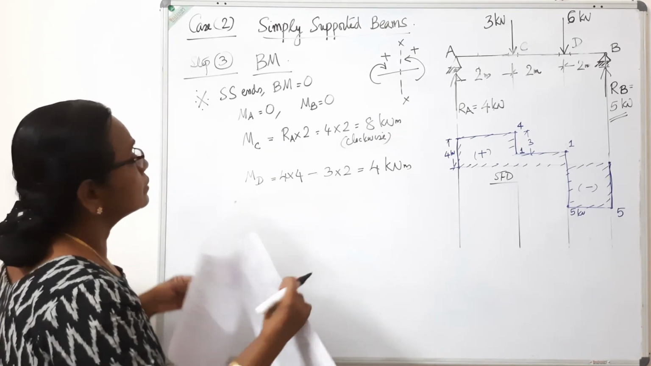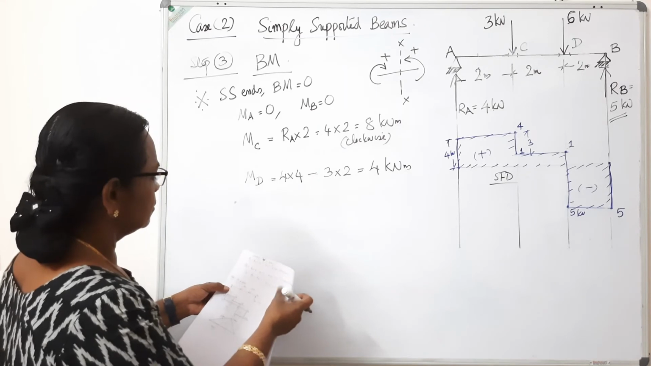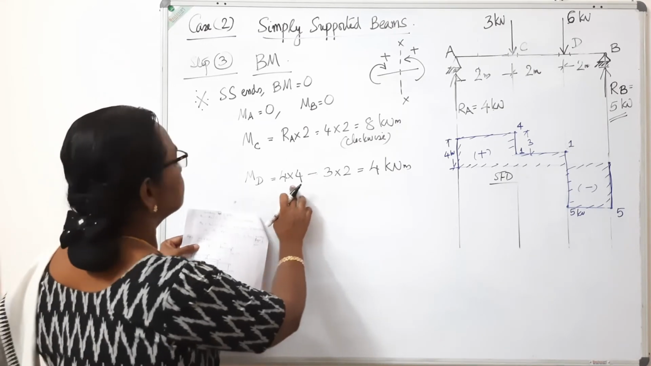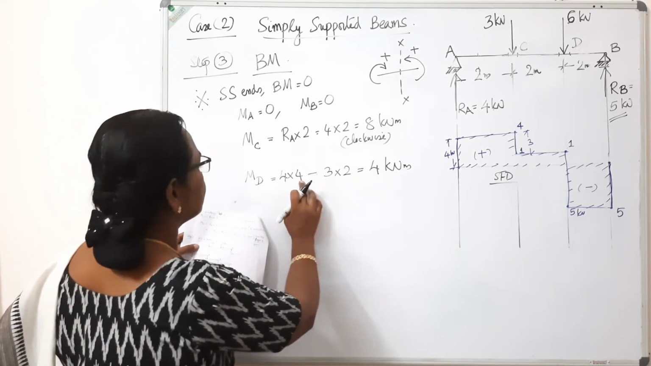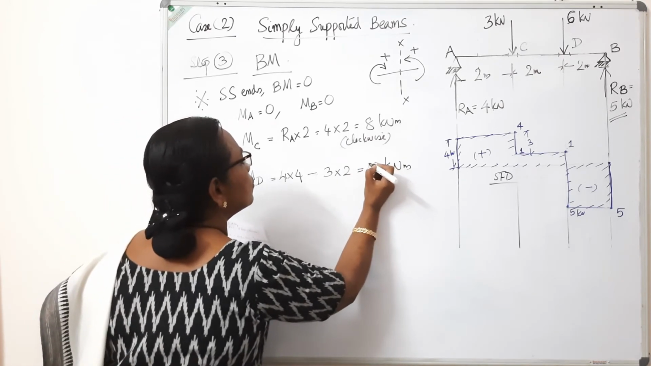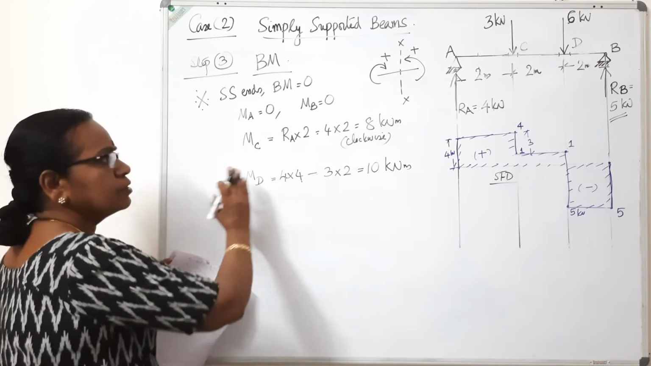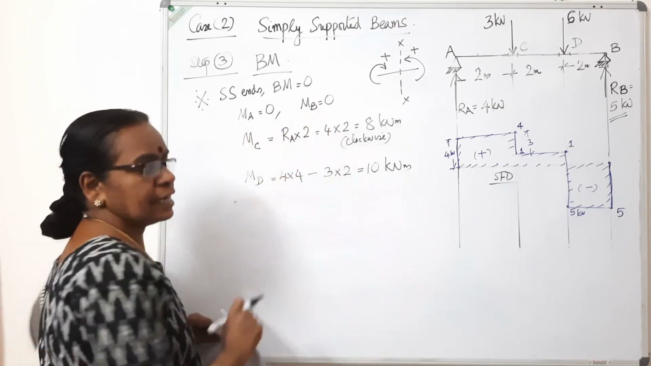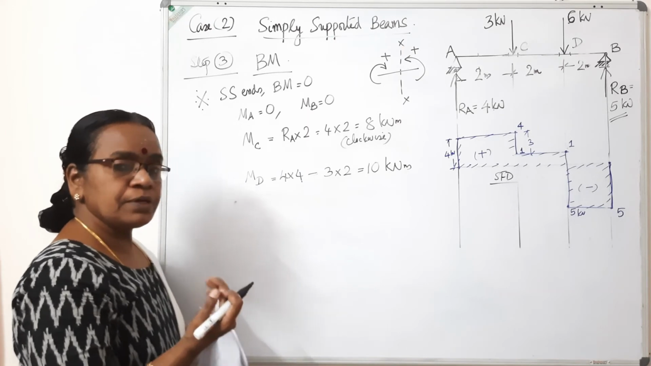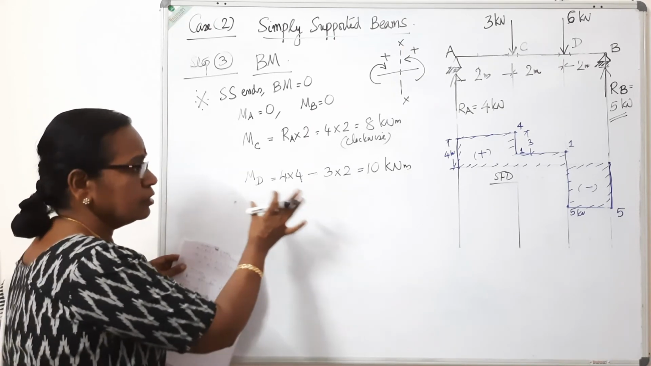Now let's solve. We have got RA into 4 minus 3 into 2. 4 into 4, 16. 16 minus 6 is 10 kilonewton meter. This we came from left end. We can do from either ends. So this is easy for you.